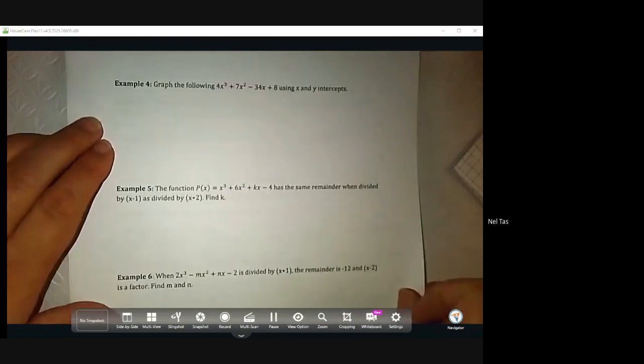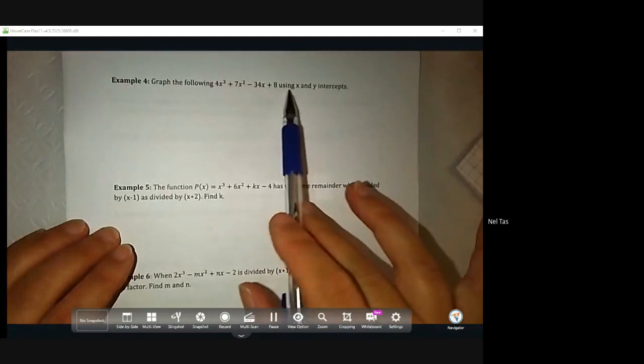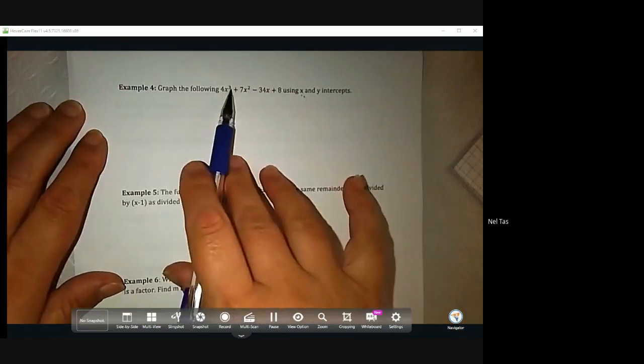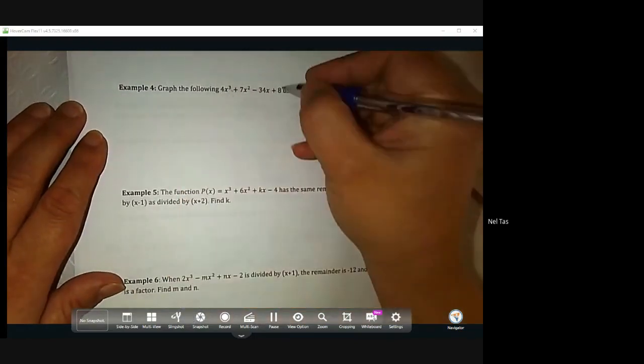Okay, so let's look at example 4. It says graph the following for x cubed plus 7x squared minus 34x plus 8. So to be able to graph, you need to find, again, so it already says it here, using x and y intercepts. So to get the x-intercepts, again, we need to factor this polynomial. Okay, so same process. If there's any common factor, you check for it. Looks like there is no common factor here.